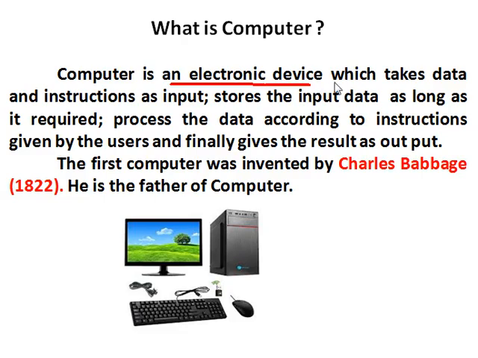Then it takes data and instruction as input. After taking input, it stores the input data in computer memory, mainly in primary memory for processing only, that is on RAM cells. It stores the input data as long as it is required. After storing, it processes the data according to instructions given by the user. User means we are the user of computer. So according to our instruction, it processes the data and finally gives the result as output.